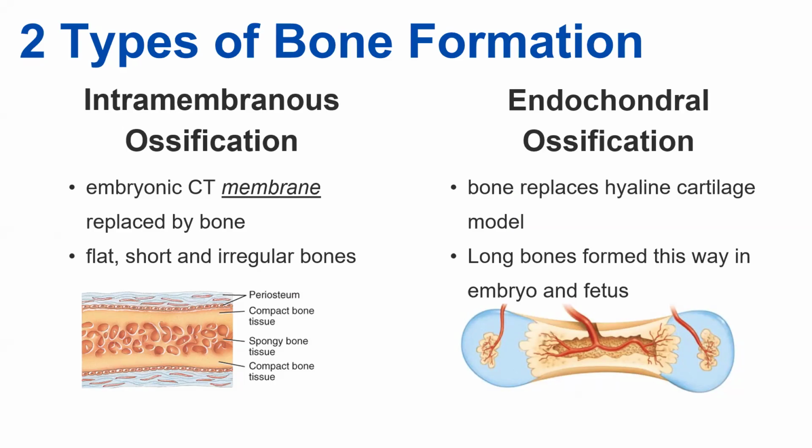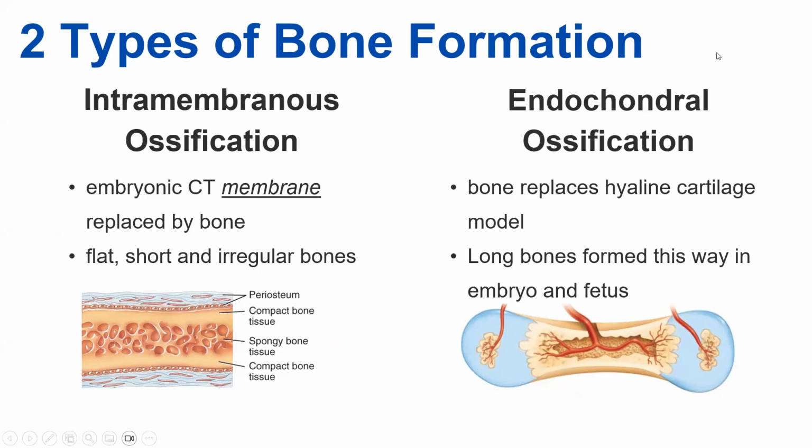Think about a baby's skull when they're first born. It's got those soft spots. We call those fontanelles. Part of the reason they have these soft spots is this intramembranous ossification. There are still spots where that membrane hasn't fully hardened, and it allows for growth of the brain and skull before we get full sutures and an immovable joint there.